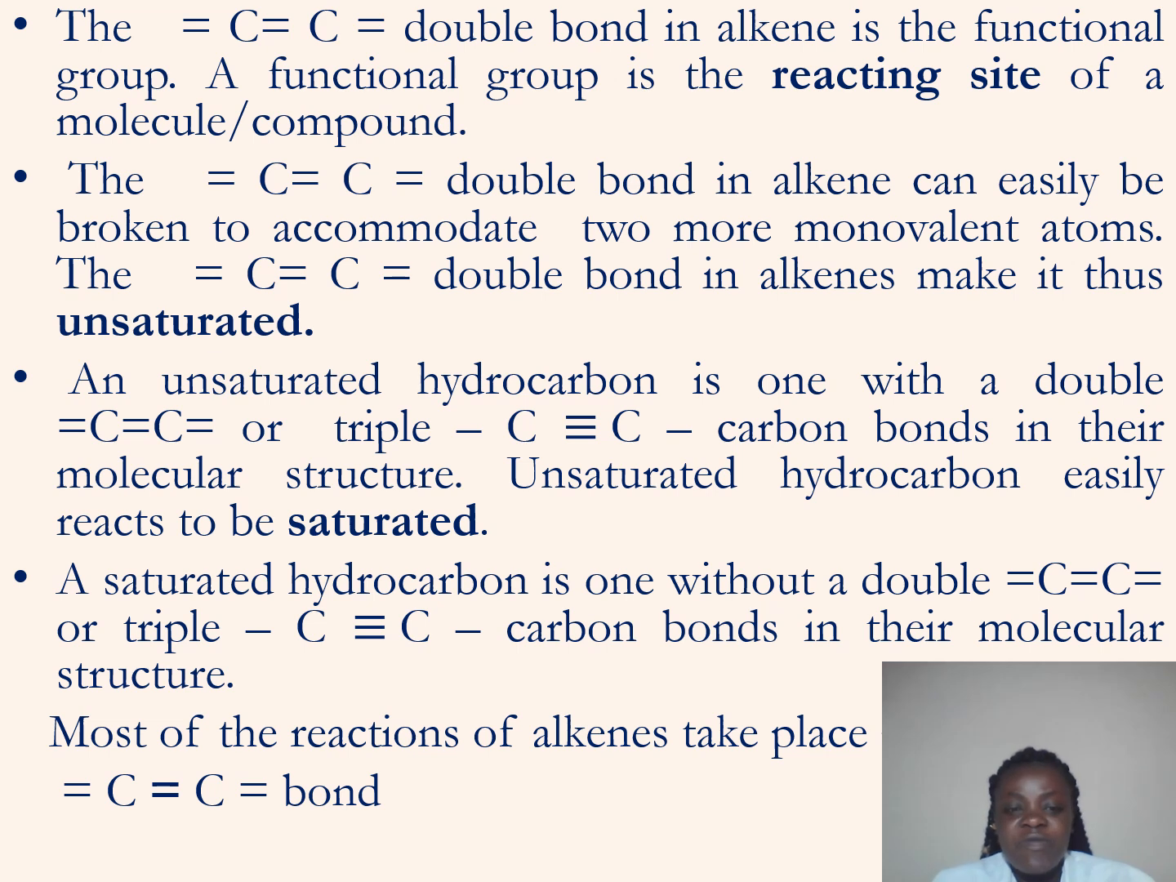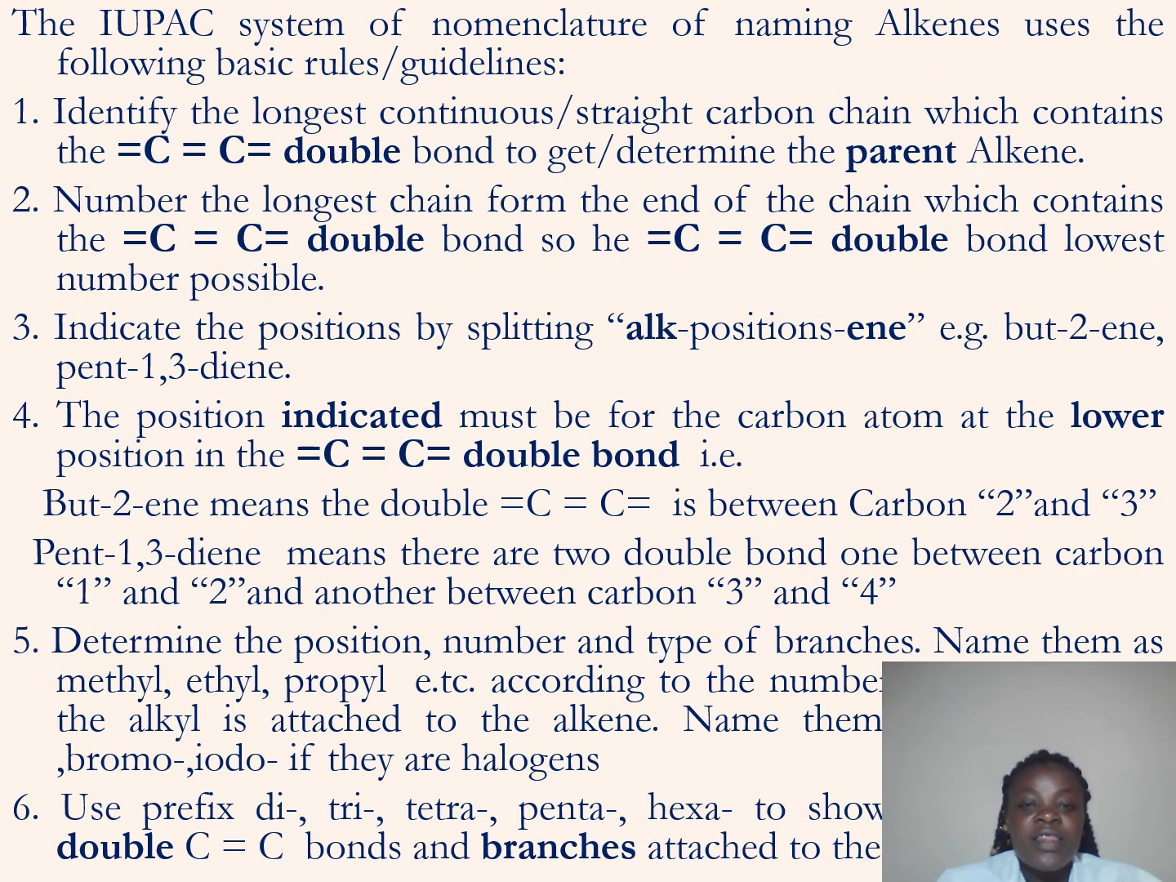During a reaction, it is very easy to break the double bond. So it is easy to saturate the alkenes. When we break a bond, it becomes a saturated hydrocarbon, right? And we have said that most reactions will start or take place between these two carbon atoms with the double bond. Okay, then we can look at the naming system now.